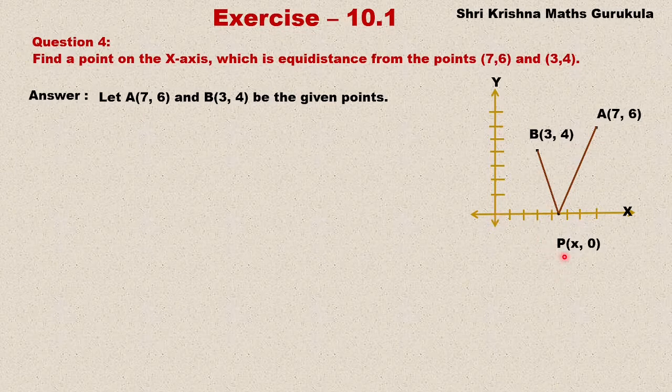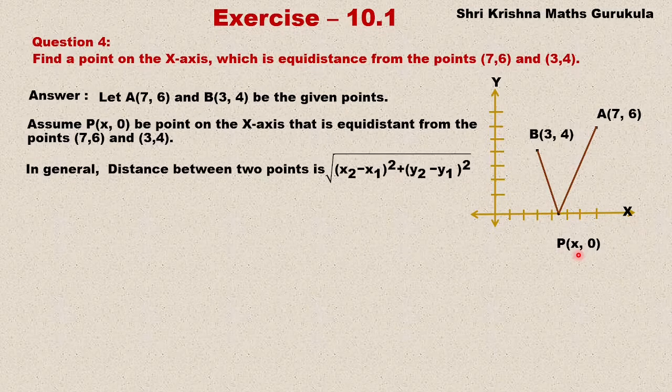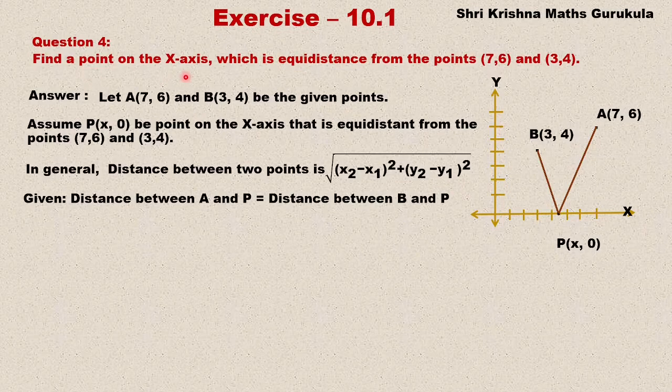So while considering the point, you have to carefully write the point as P of x, 0. So assume P of x, 0 be a point on x-axis that is equidistant from these 2 points. We considered a point on x-axis which is equidistant from these 2 points. So this is the point x, 0. Now when we have to find the distance, we already know a formula for it, that is distance formula, square root of x2 minus x1 whole square plus y2 minus y1 whole square. Now this part we have considered, that is x, 0 is the point we have taken.